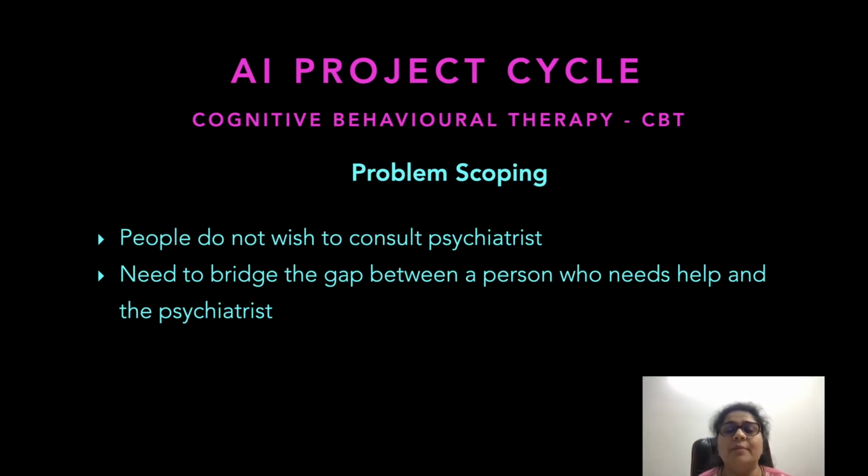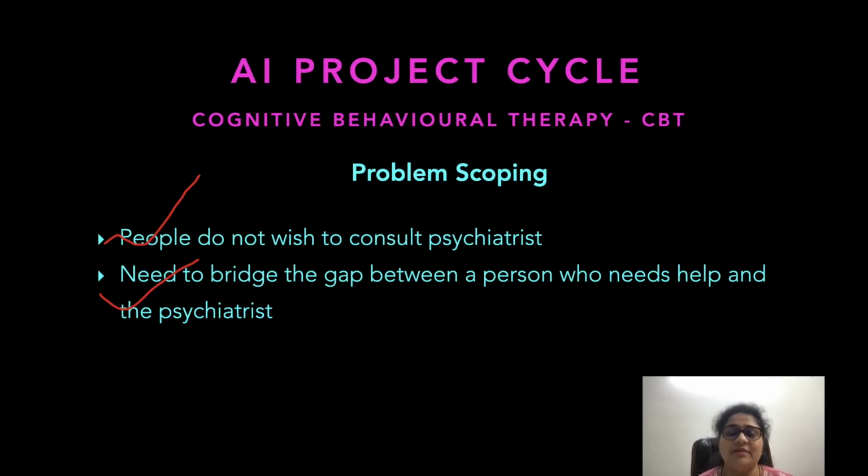So this is what our problem scoping is. These 2 points we have covered: people do not wish to consult the psychiatrist, and there is a need to bridge the gap between a person who needs help and the psychiatrist. Right? This is what the problem scoping is. And with this problem scoping, we have 4 W's associated to it.